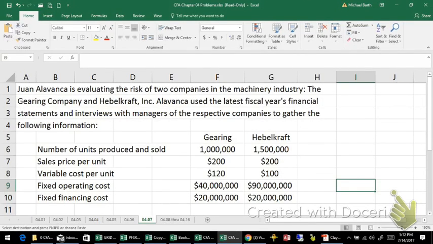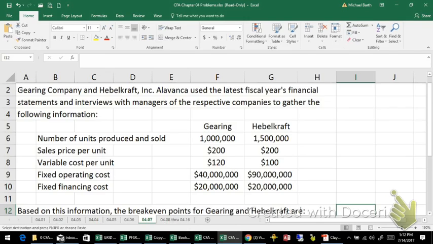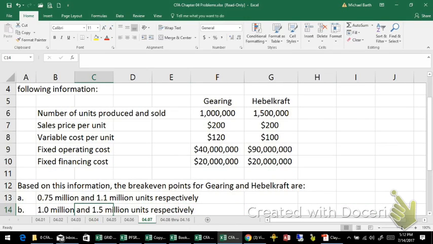This is problem 4.07 from the end of chapter 4 of the CFA Institute textbook, Corporate Finance, A Practical Approach. Here you're given a bunch of information, and based on that information you're expected to calculate break-even points for Gearing and Hebelcraft, these two firms.